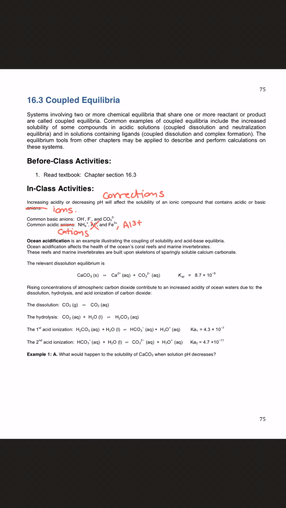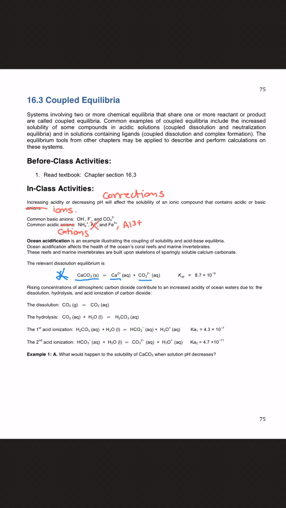Now to tie this back, to see why ocean acidification is bad for marine invertebrate skeletons, we look at the solubility of calcium carbonate when the solution pH decreases, which is going to be example 1 here. The first equation that I'm going to look at is the solubility of calcium carbonate. In this equation, the solid calcium carbonate dissociates into calcium ions and carbonate ion.